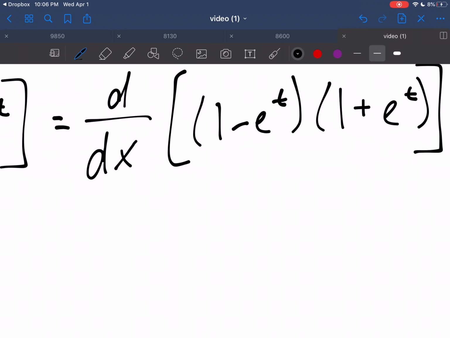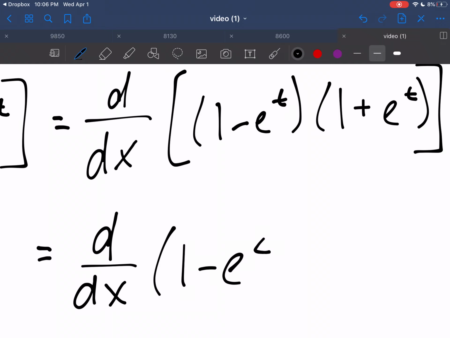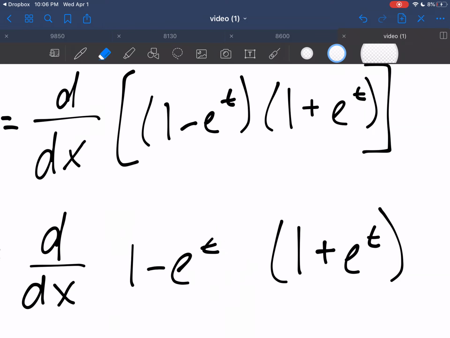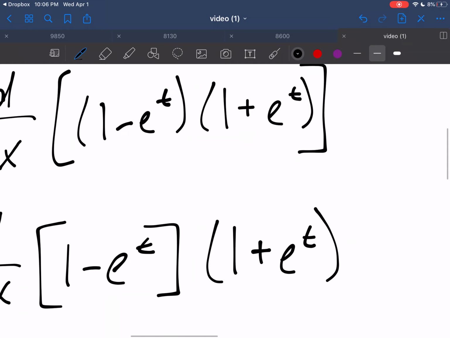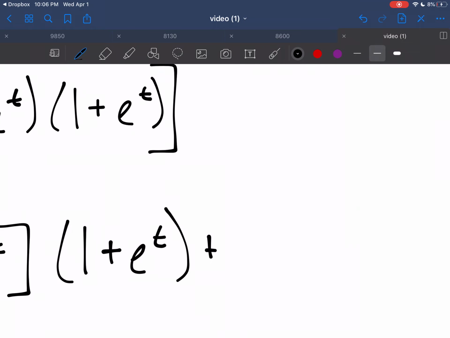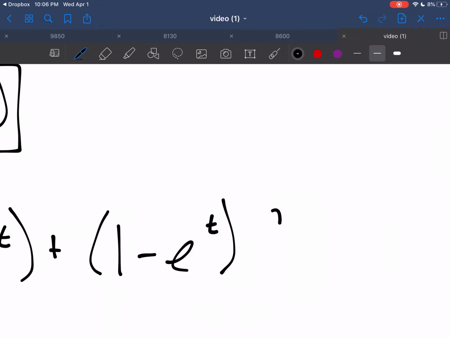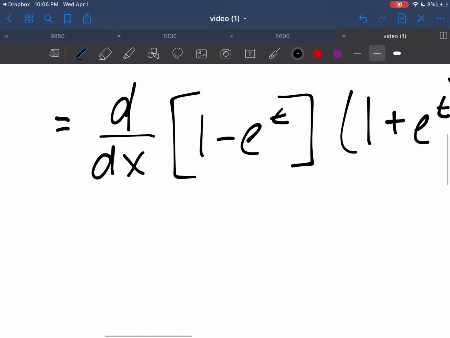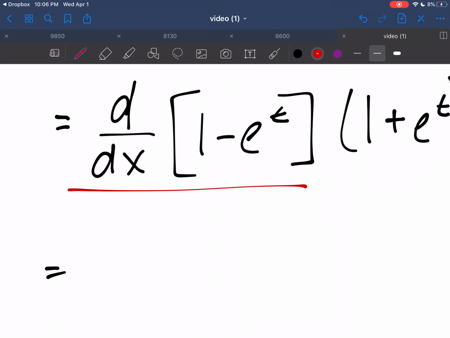So it'll be derivative of the first times the original second. Here, let me use brackets just so it's obvious there's a difference. It doesn't matter, just as long as you know that there's a difference. And then we've got minus the original first times the derivative of the second. All right, so we'll do our derivative here. We'll do this one in red.